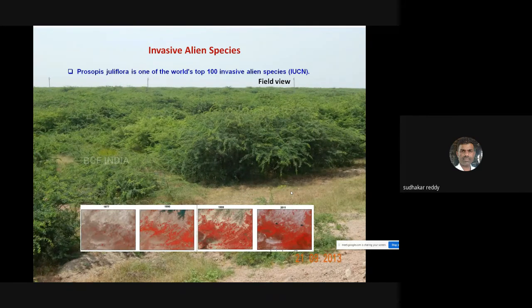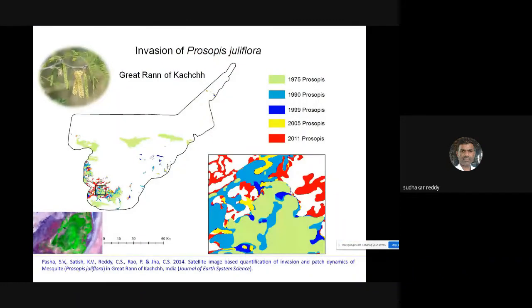There we have mapped the extent of Prosopis juliflora from 1977 to the recent period. The results clearly show that Prosopis invaded more than 100 years back here, and by utilizing historical imagery and also recent satellite data, we were able to identify areas of persistence, like old Prosopis, new Prosopis, and also colonization.